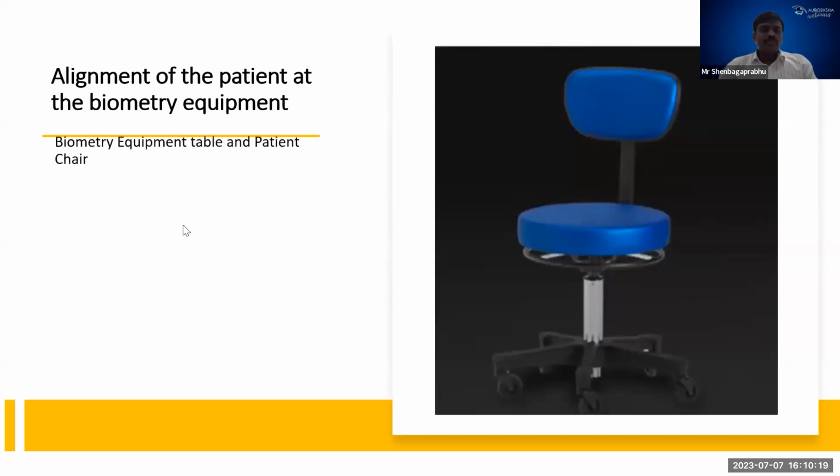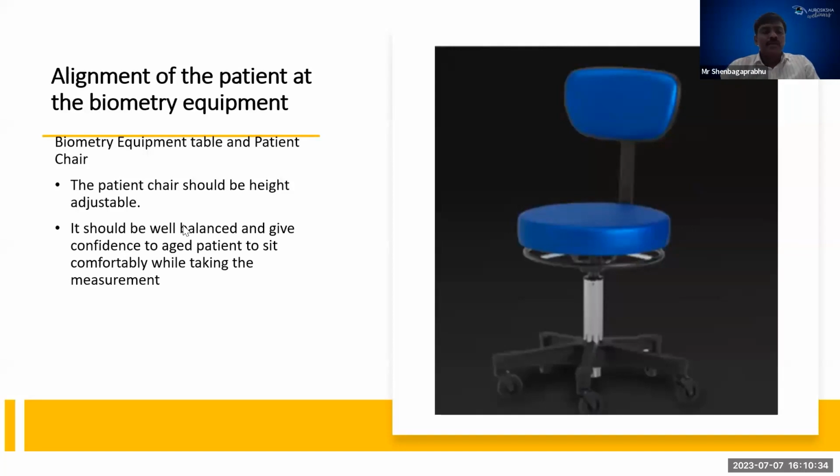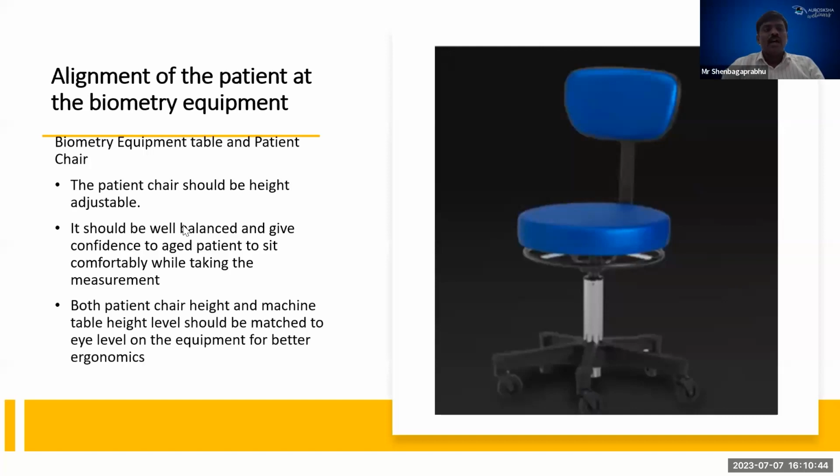Then comes the biometry equipment table and patient chair. As most optical biometers are supplied with a height adjustable table, we need to focus on the patient chair only. The patient chair should be height adjustable. It should be well balanced and give confidence to aged patients to sit comfortably, because they are going to fixate the eye. The patient chair height and the machine height have to be adjusted so that the eye level is properly maintained for better ergonomics, without any neck fatigue.